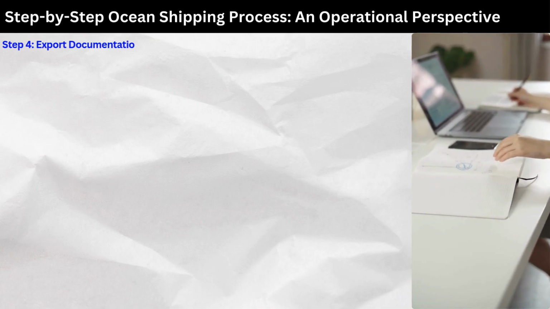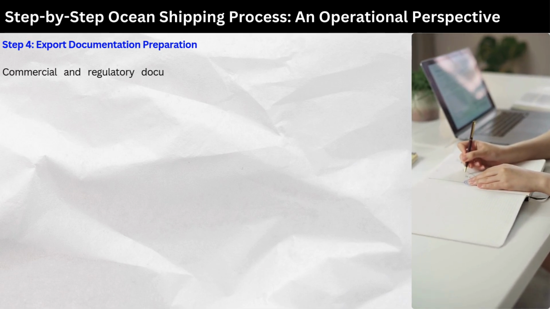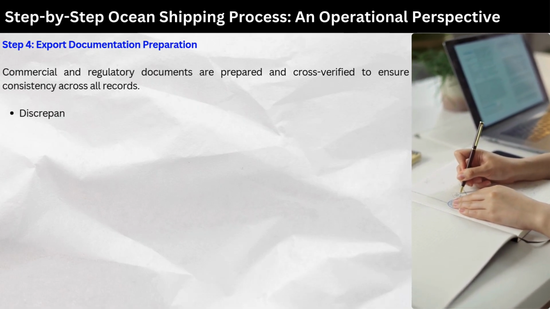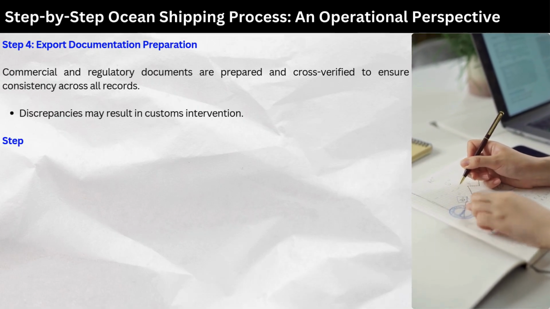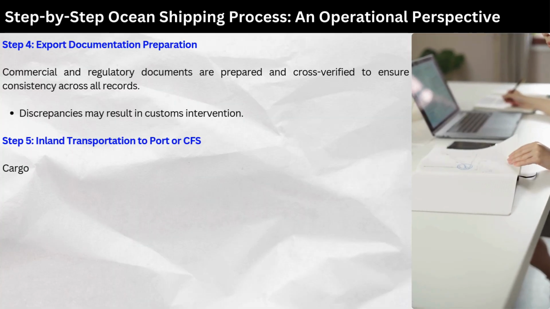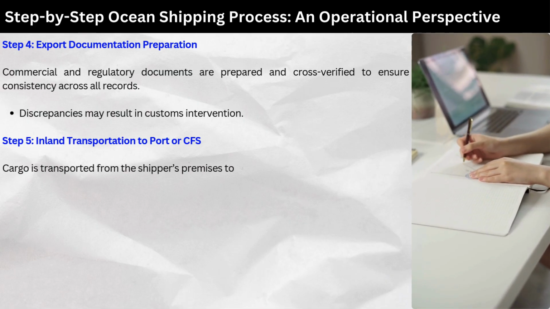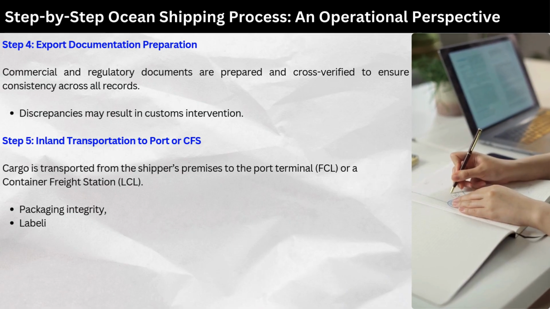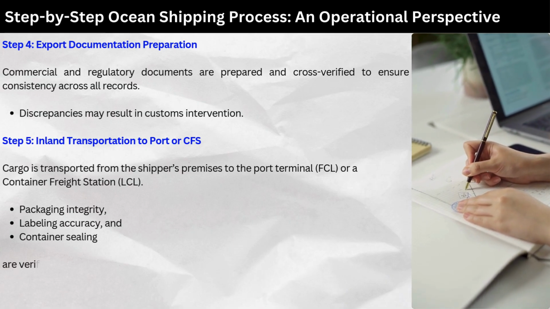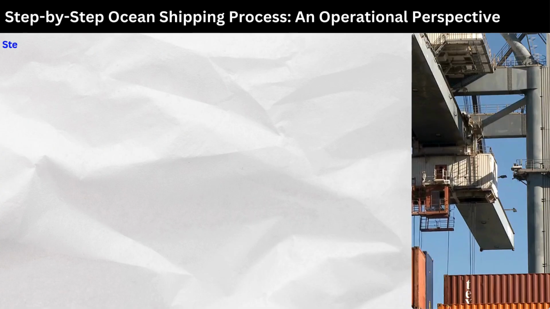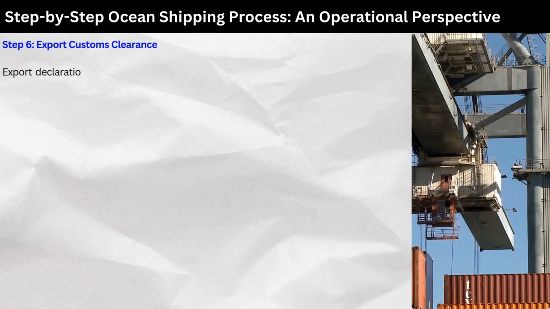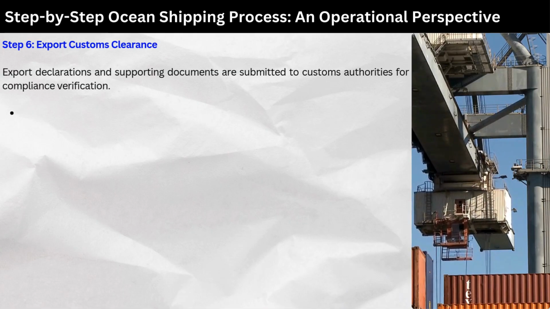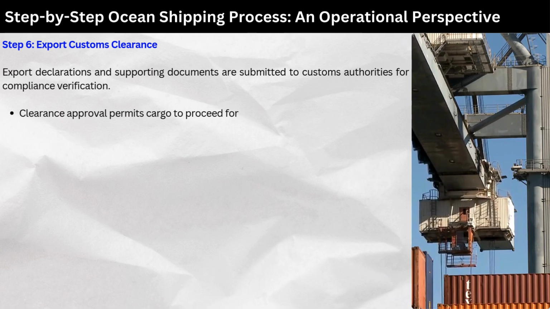Step 4. Export documentation preparation. Commercial and regulatory documents are prepared and cross-verified to ensure consistency across all records. Discrepancies may result in customs intervention. Step 5. Inland transportation to port or CFS. Cargo is transported from the shipper's premises to the port terminal (FCL) or container freight station (LCL). Packaging integrity, labeling accuracy, and container sealing are verified. Step 6. Export customs clearance. Export declarations and supporting documents are submitted to customs authorities for compliance verification. Clearance approval permits cargo to proceed for loading.